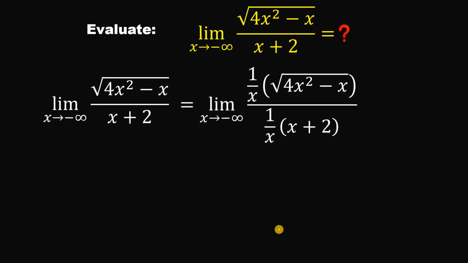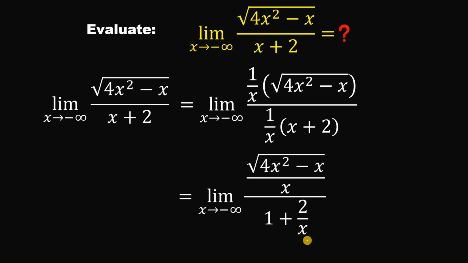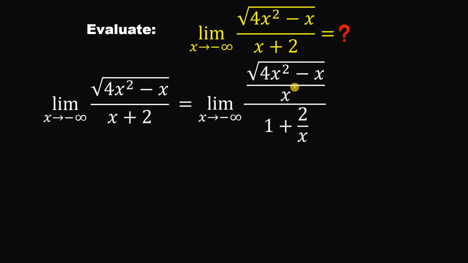Because the denominator becomes 1 plus 2 over x. Now we know for sure that if we replace this x with a very large negative number, 2 over that number is equal to 0. Or the limit of 2 over x as x approaches negative infinity is 0. Now let's focus on the numerator. What we're going to do is put this x inside the square root.